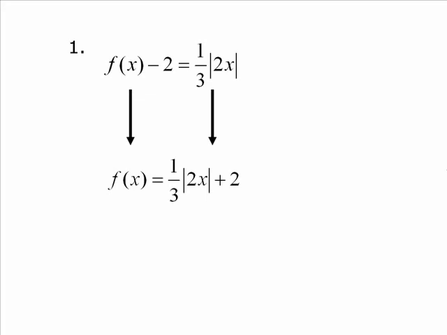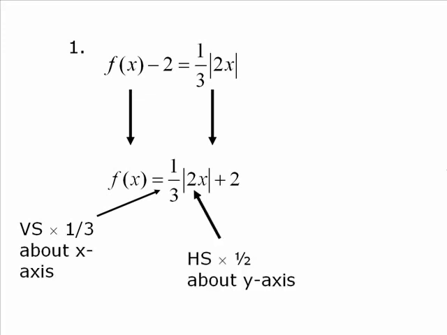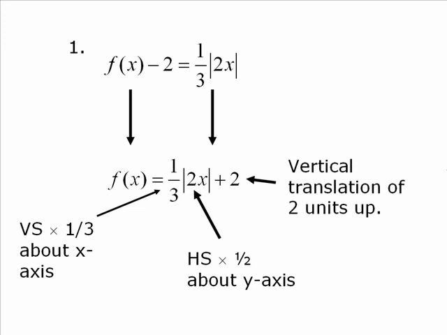And here we have 1, 2, 3 transformations. We first off have a vertical stretch by a factor of 1/3 about the x-axis. And we have the next, a horizontal stretch by a factor of 1/2 about the y-axis. So keep in mind, as we saw, the b value, the x coefficient, will always give you the reciprocal of the stretch factor. And then finally, we get a vertical translation of 2 units upward.